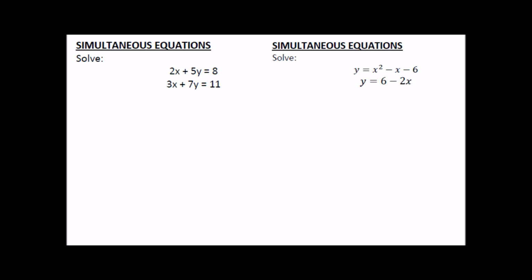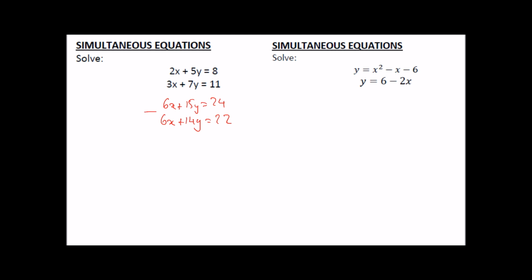So I'm going to multiply the first equation by 3, and that will give me 6x plus 15y equals 24. And I'm going to multiply the second equation by 2, which gives me 6x plus 14y equals 22. Now, so long as you multiply all the coefficients by the same number, that will keep it fair, because multiplying it all up will just give a different multiple. So we've not changed what the answers are going to be.